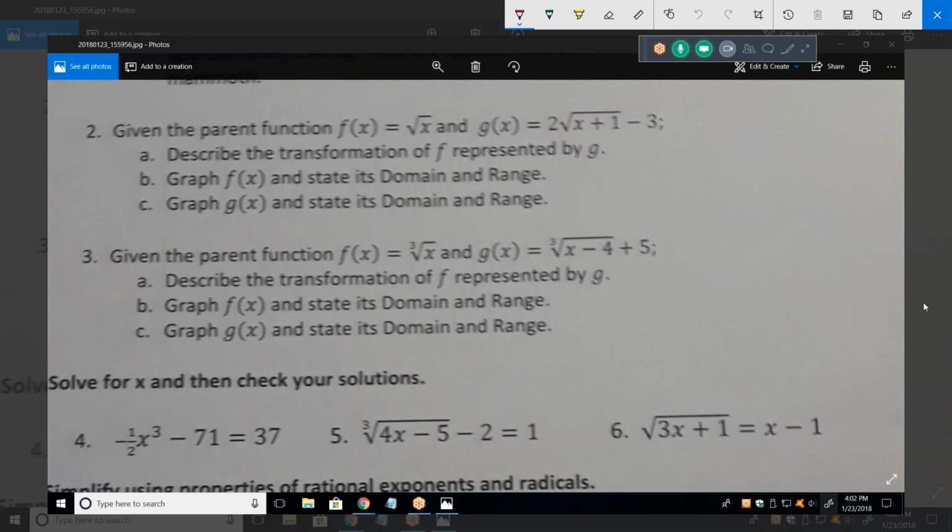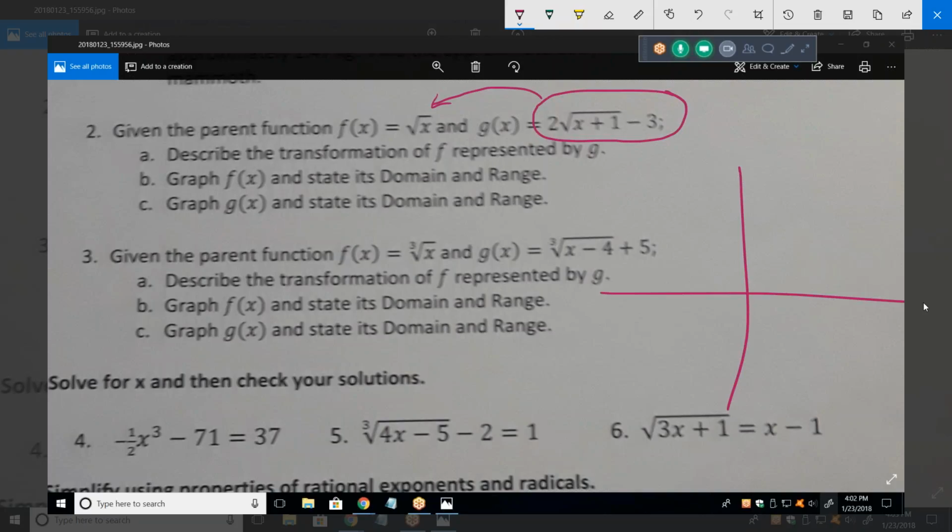What 3 things are happening with this function compared to this function? So it differs by 3 things, right? The 2, the +1, and the -3. Right. So let's talk about what each one means. What does the 2 mean? Let's go from left to right always. Okay. So it's a vertical stretch of 2.